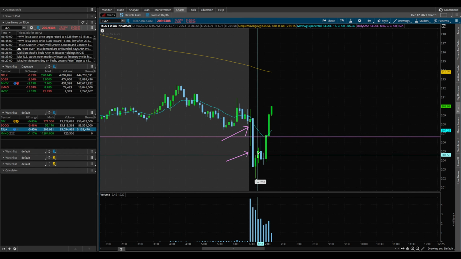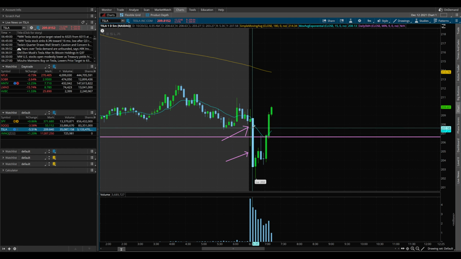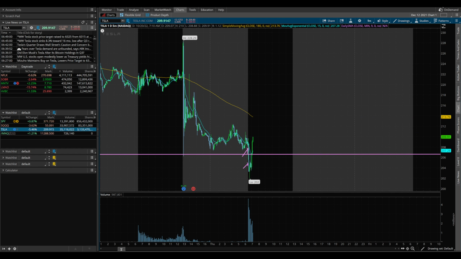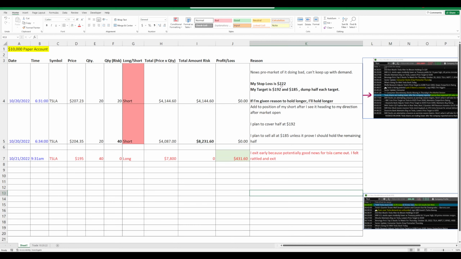So right now I'd be panicking and sweating, but that wasn't part of the plan. I say the exit plan would have been 222. That's when I would accept I was wrong and get out.